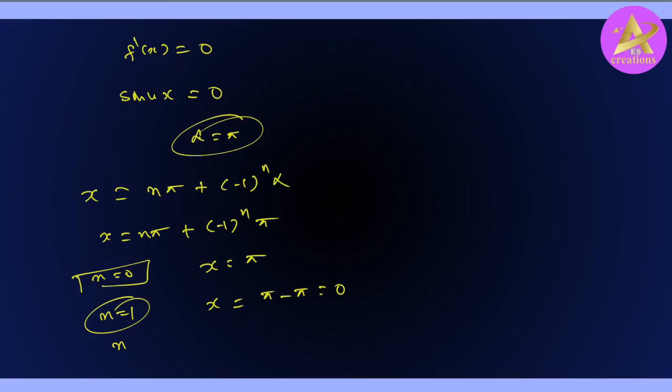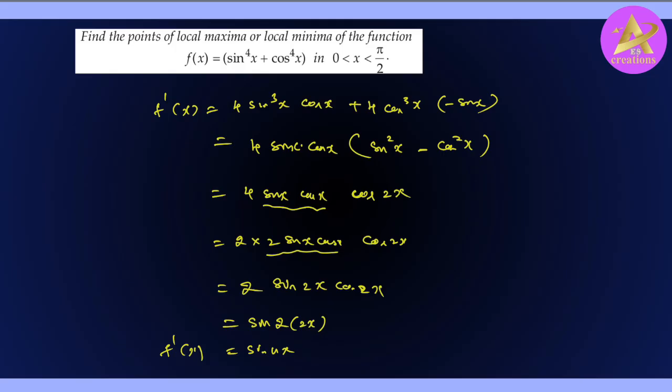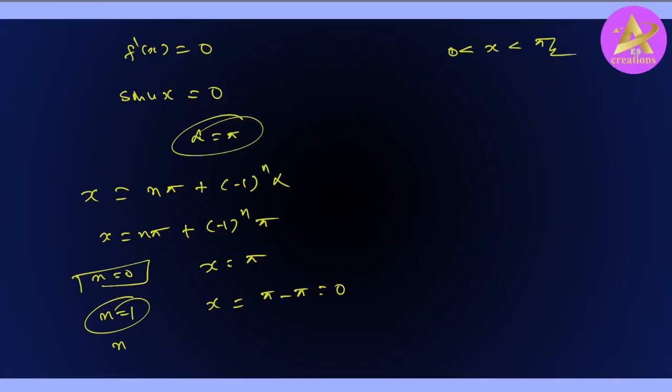0 to pi by 2. There is no equal to symbol here. That means for x we cannot take 0 as well as pi by 2. Okay, wait, 0 to pi by 2 is given, right? Pi is 180, which is more than pi by 2, right? It is more than pi by 2.